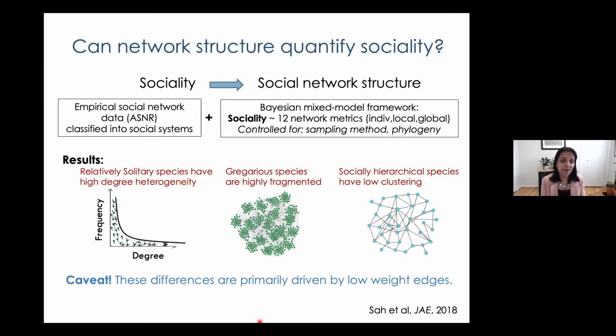So this is something that I'm hoping to dig more into, and I'd love to chat with anyone about, is that really it's those casual contacts that we have as humans or that wildlife have that really dictate the true structure of social systems.